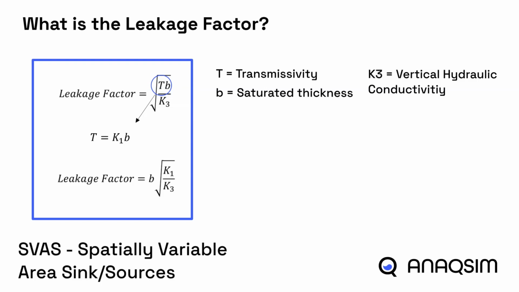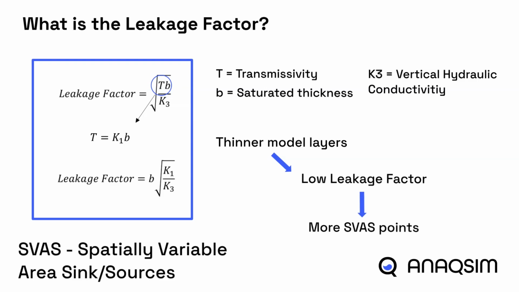To keep the number of SVAS points to a minimum, we can apply what we've learned from the leakage factor equation. Here's how that works in practice. Thinner model layers mean a lower leakage factor, which means we need more SVAS points. So when building your models, start with as few layers as possible. You can always add more detail later if needed.